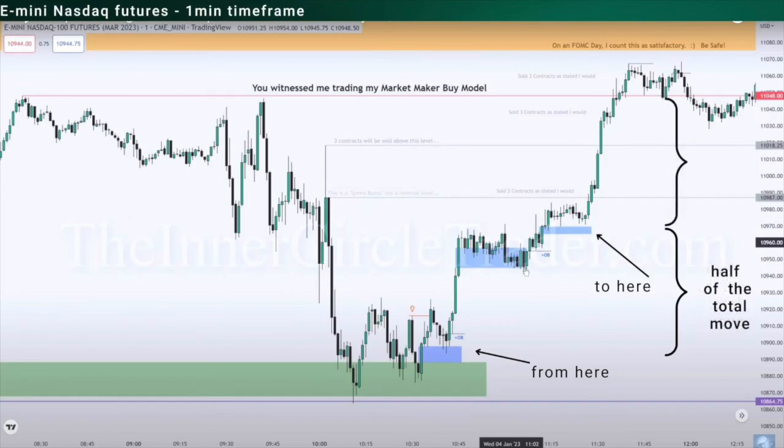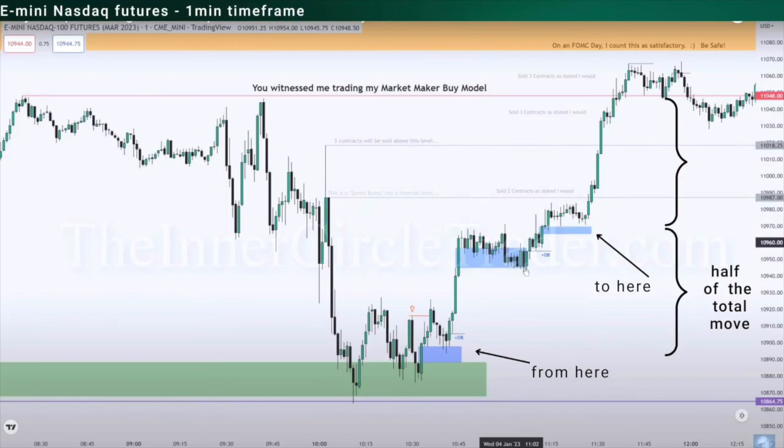And so if from here until there is half of the total move, we can just double it and see that the price touches exactly the level that ICT is telling us that it will touch. Precision is incredible. It always blows my mind, guys.